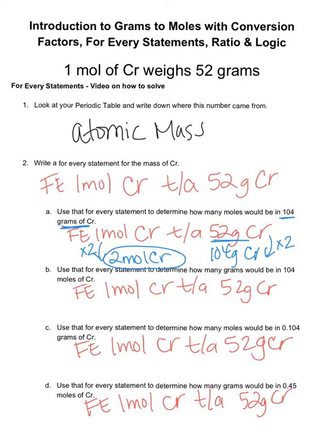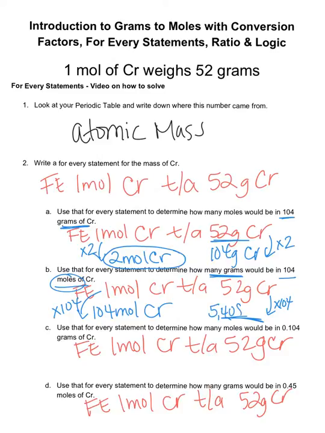Let's try the next one. It says use that for every statement and determine how many grams, so I'm trying to solve for grams here, would be in 104 moles of Cr. So I line up the moles, so I write 104 moles of Cr. And so now to go from 1 to 104, I multiply by 104. So 104 times 52 is 5,408 grams of Cr, which is going to be my answer.